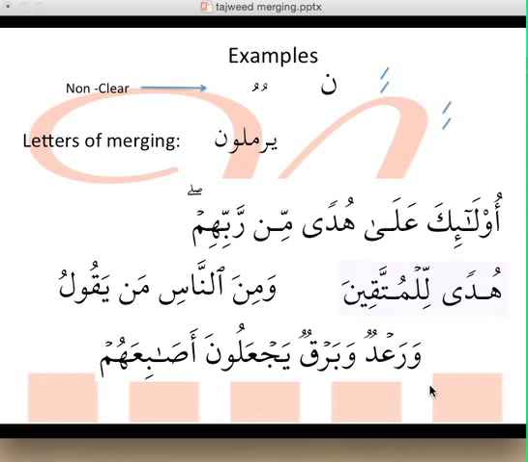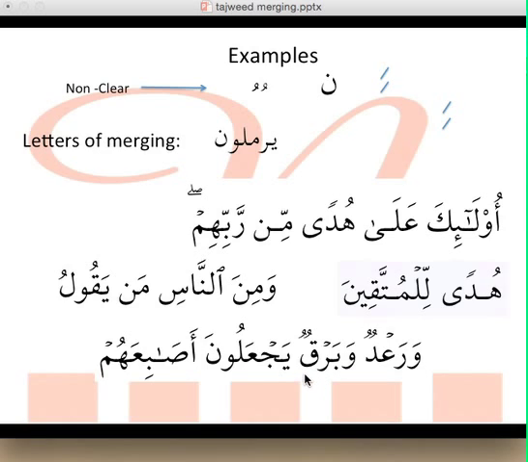Okay, the last example, also from Surah Al-Baqarah, part of the ayah: وَرَعْدٌ وَبَرْقٌ يَجْعَلُونَ أَصَابِعَهُمْ. وَرَعْدٌ, we've got here tanween al-dam. After that there is waw. Waw is part of yarmilun, so we have to make idgham. وَرَعْدٌ, that's ghunna.